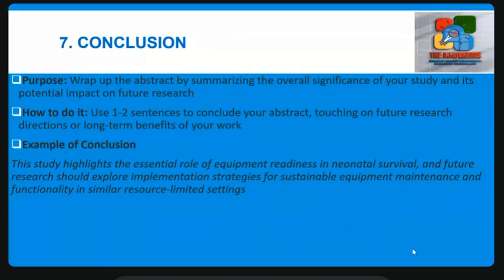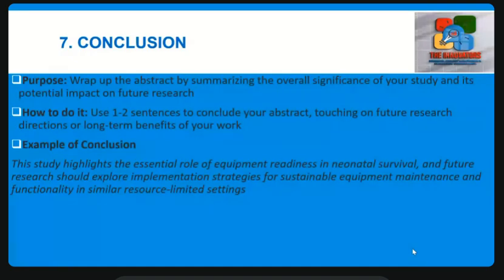Now let us move to another part, which is the conclusion. The purpose of writing a conclusion in an abstract for scientific publication is to wrap up or summarize the overall significance of a study and its potential impact on future research or future projects. How to write it? We write it in 1 to 2 sentences to conclude your abstract, touching on the future research direction or long-term benefit of your research project or your work.